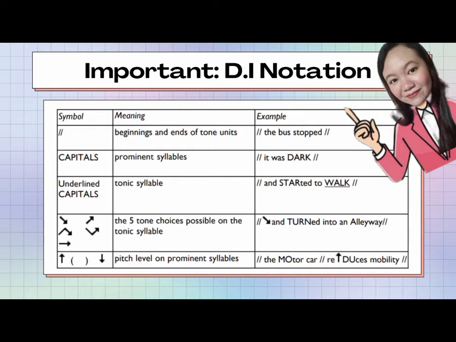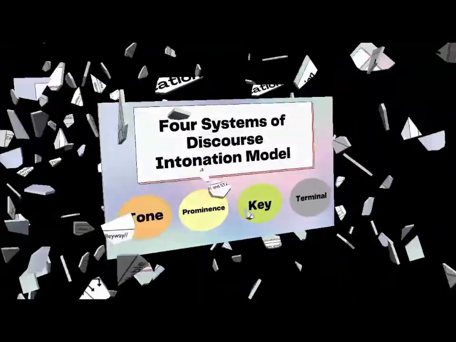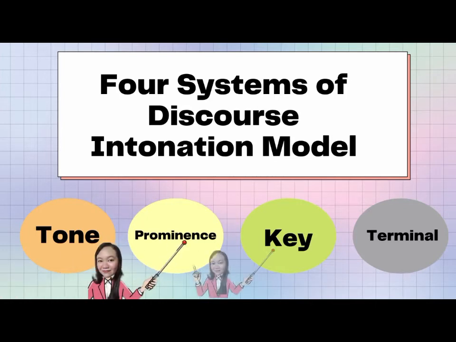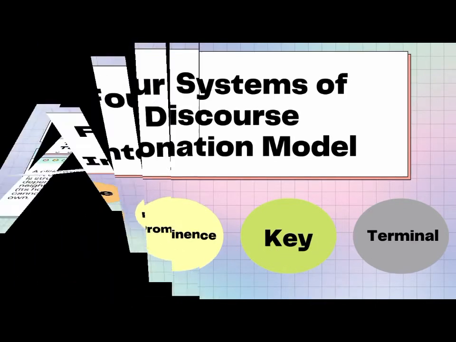Then, the arrows, which are used as an indicator of the tone used in a sentence. We have the fall, rise, rise-fall, rise-fall, and level tones. Lastly, we have the up and down arrows, which are used to distinguish the pitch level on our prominent syllables. So we have 4 important systems that comprise our discourse intonation model. We have the tone, prominence, key, and termination.